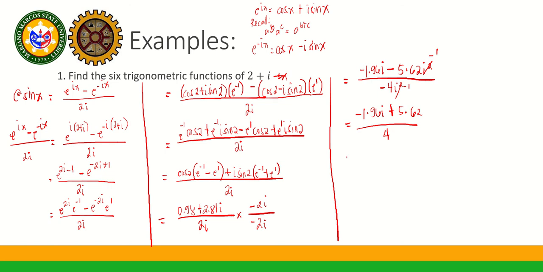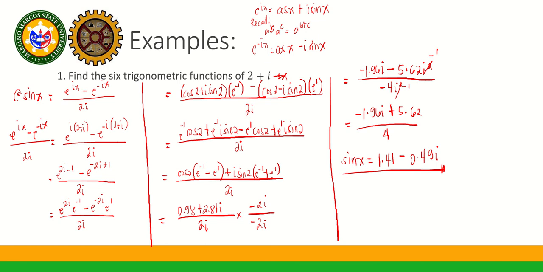Now, our final answer for sine x is equal to, let's get the real part first. 5.62 divided by 4 is 1.41, minus negative 1.96i over 4, that is 0.49i. Okay, so let's try this on our calculator.